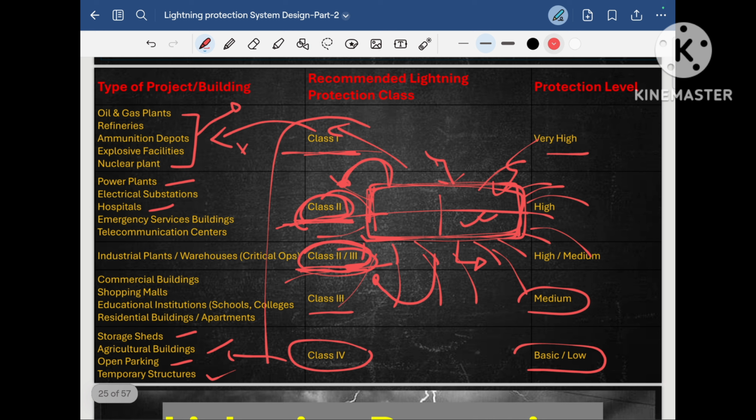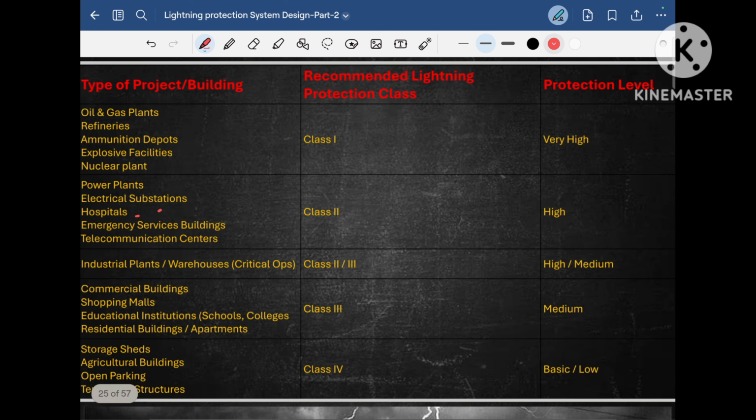Hope you are very clear with this point. This is all about the different classes of lightning protection system. In the upcoming video, I will cover the different methods of lightning protection system design. That will be the rolling sphere method, protection angle method and the mesh method. So stay tuned and watch all the videos of the series.